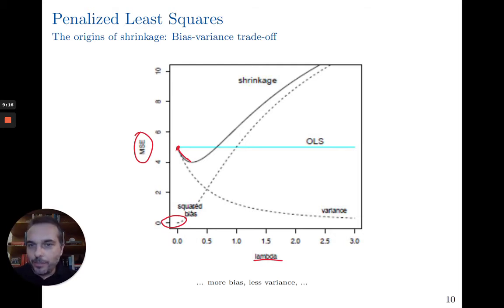Okay? So it starts to decrease and then it goes up again and eventually explodes. But there is an amount of regularization, let's say lambda star, that's optimal in terms of MSE. So we will be willing to allow for some bias, if it's not too big, that will be compensated by a decrease in the variance in such a way that the MSE decreases. So that's the trick. Okay?